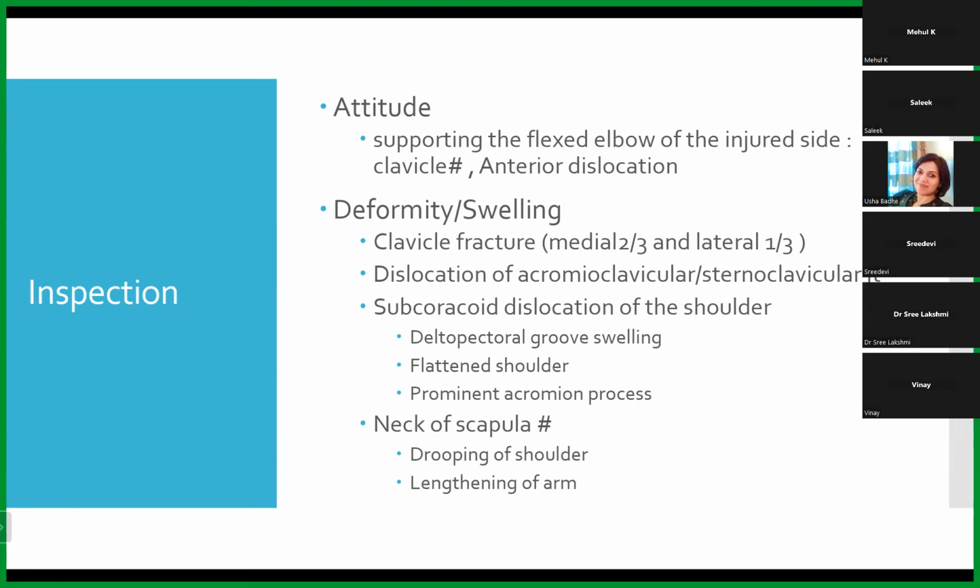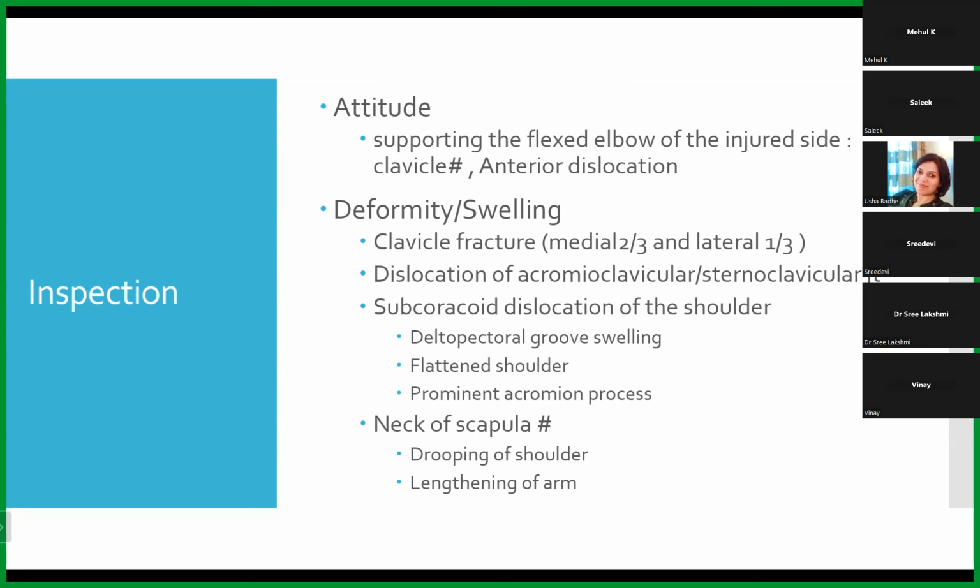So starting with the inspection. The way the patient comes to us in our clinic itself will give us some clues about what pathology we are dealing with. For example, if the patient comes supporting his injured part in a flexed elbow using the healthy arm, it can be either because of a clavicle fracture, or it could be because of a dislocation of the shoulder, anterior dislocation of the shoulder. So that is very important.